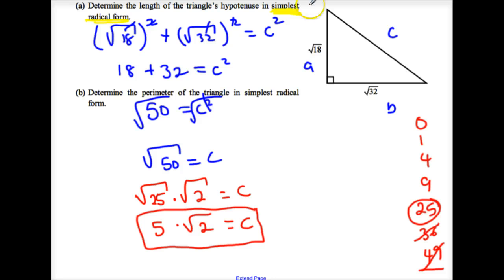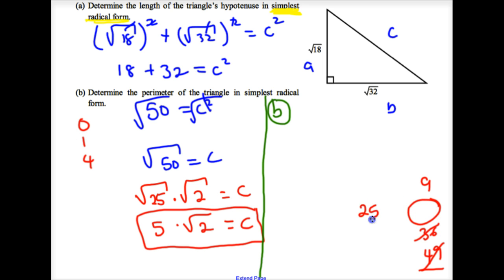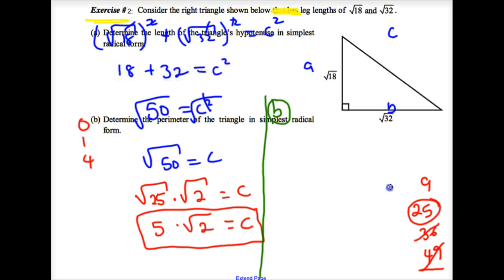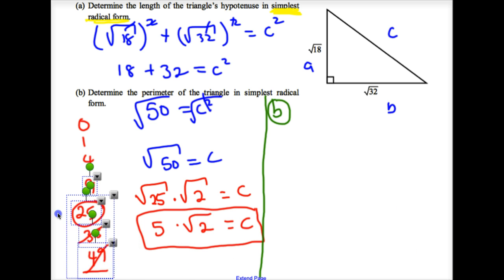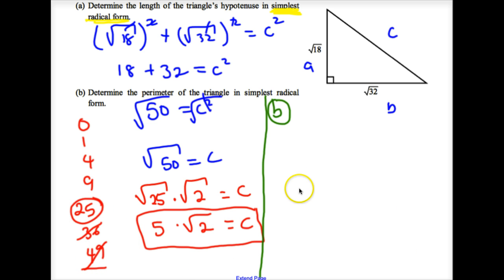Now the second part of this question says, and I'm going to just draw a line here, b. And I want to move these over here. Oopsie daisy. Whoops, what's going on here today? I want to move these over here so I can have some space. And we're going to do b.